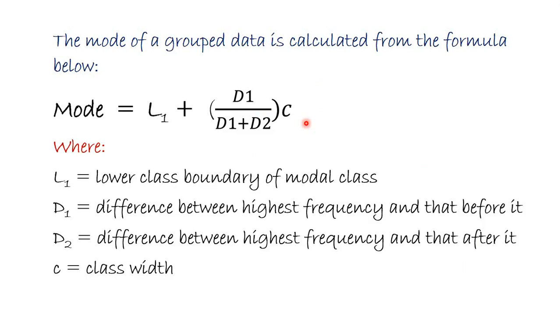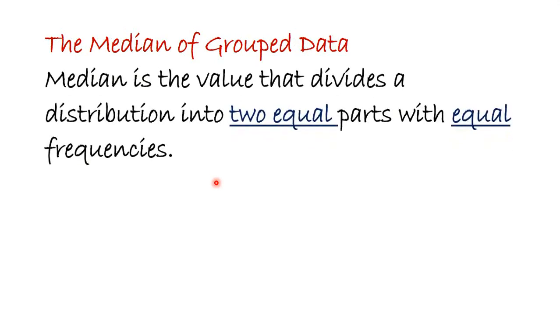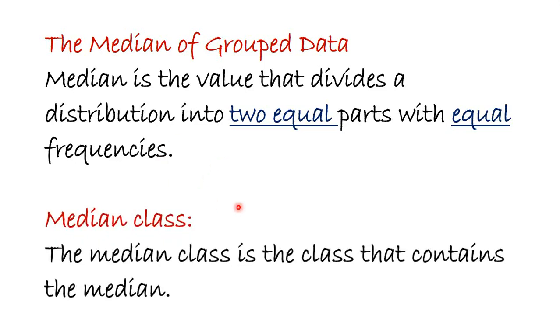Let's also look at the median of grouped data. The median is the value that divides the distribution into two equal parts with equal frequencies. Let's also look at what we call the median class. The median class is the class that contains the median. The median for grouped data is calculated from this formula.